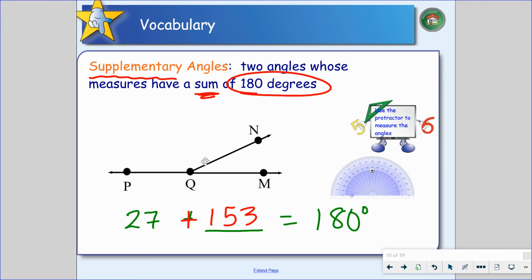Oftentimes they are adjacent as well, not always. I guess it's possible to make two angles that some would be 90 degrees and they're not right next to each other. Some would be 180, excuse me, those two together. So go ahead, pause, draw yourself a picture. Come on back when you're ready.